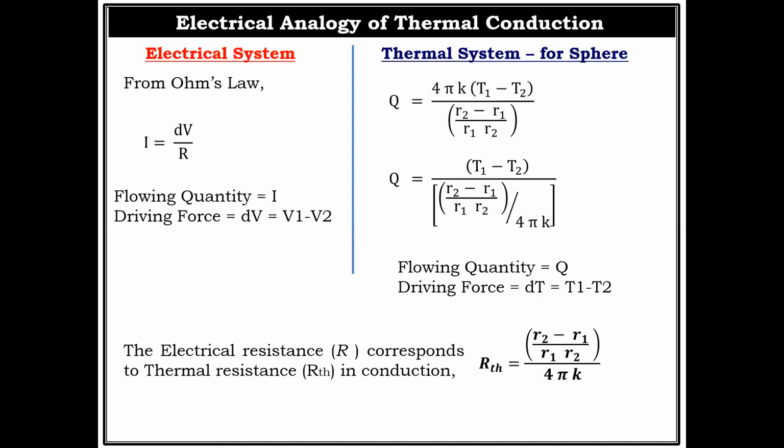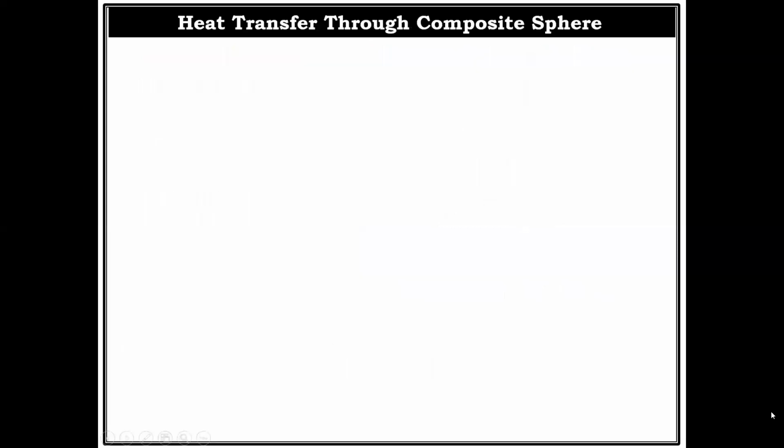Now to simplify this, we can rearrange it in this form. So for a sphere, thermal resistance is (R2 minus R1) over 4 pi k R1 R2. How to remember this? If we closely observe this final form, in a sphere it is always higher radius minus lower radius in the numerator, divided by 4 pi k times the product of these two radii. So this is the final form for thermal resistance in the electrical analogy system.